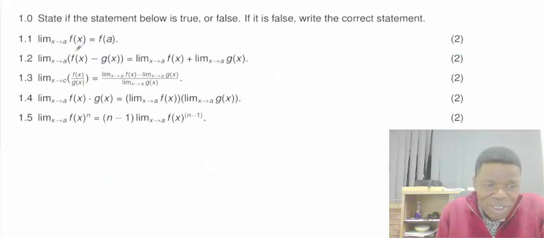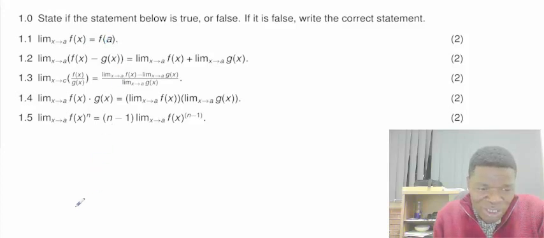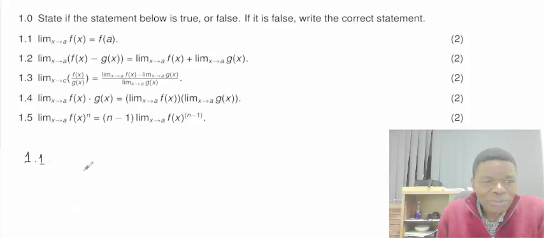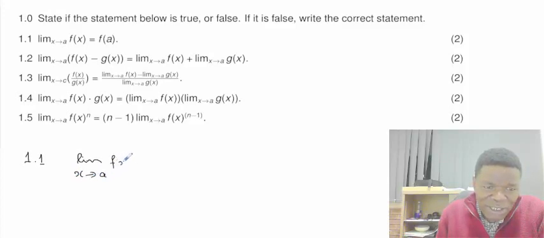Like you can see, your first question, question 1.1, you were supposed to state whether this statement is true or false. But of course, this is a very short question. There are a lot of things hidden behind the scenes here, which you must think of when doing this exercise. So let's start by looking at 1.1. You are required to state whether it is true or false that the limit as x tends to a of f of x is equal to f of a.